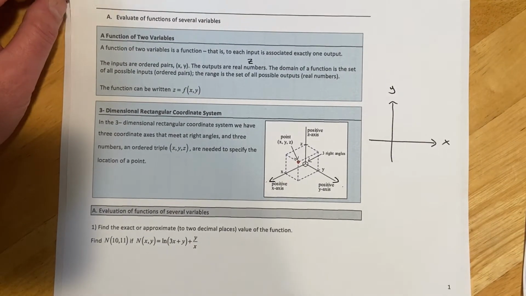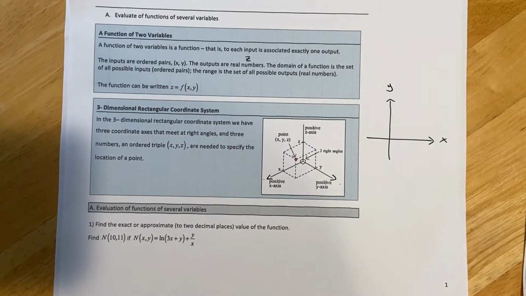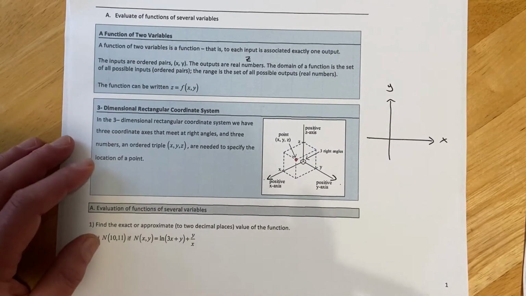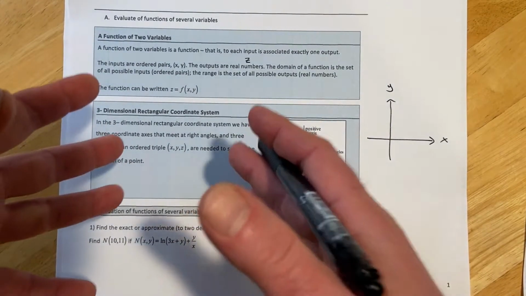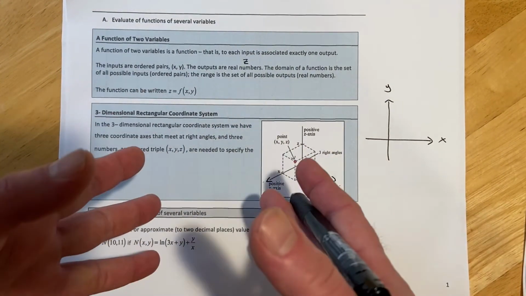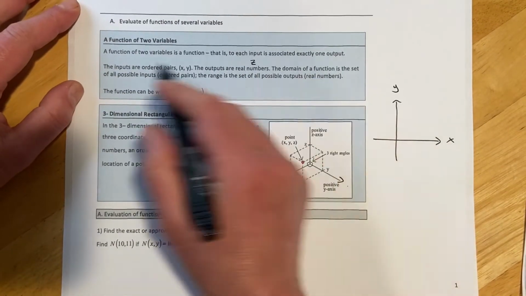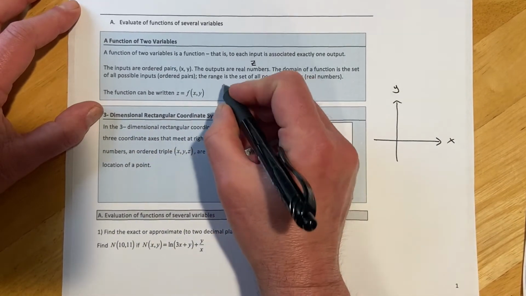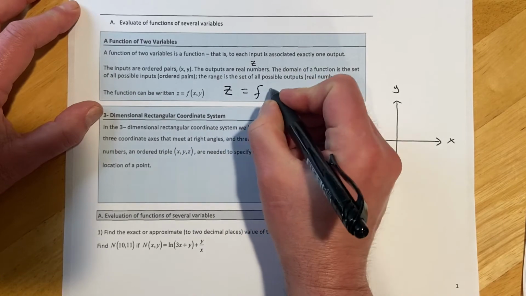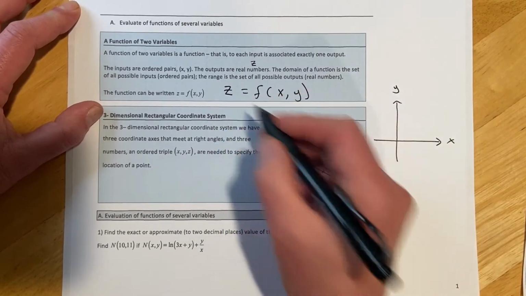So a function of two variables is a function where, for each input, there's still only one output. So it still does all our regular function stuff, has to pass a vertical line test. The inputs are ordered pairs, so now we're plugging in two things, traditionally an x and a y, and the outputs are going to be real numbers, traditionally that's going to be z. The domain is still the inputs, the range is still the outputs. The function can be written as z equals f of x comma y. So there's our inputs, so this is going to be our domain and our range.